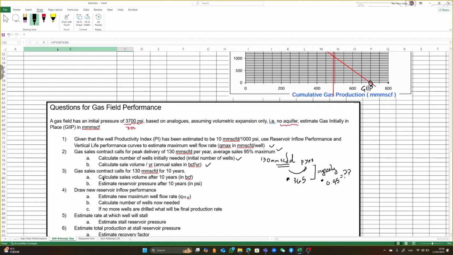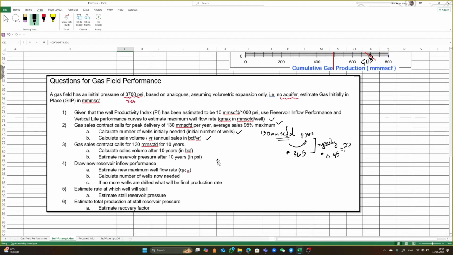These questions are designed to slightly complicate the calculation. Let's say the gas sales contract calls for 130 million standard cubic feet per day for 10 years. So they want us to produce this amount per day, every year, for 10 years. If it's not clear, let me say it again: they want us to produce 130 million standard cubic feet per day in a year for 10 years. So they ask, calculate the sale volumes after 10 years.